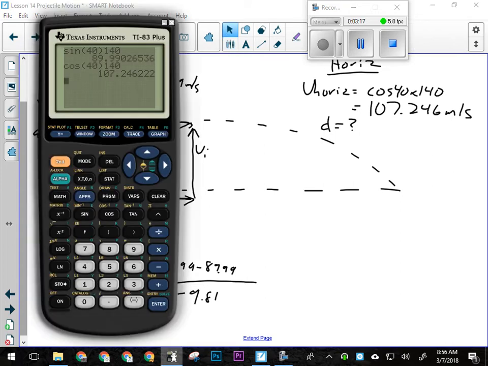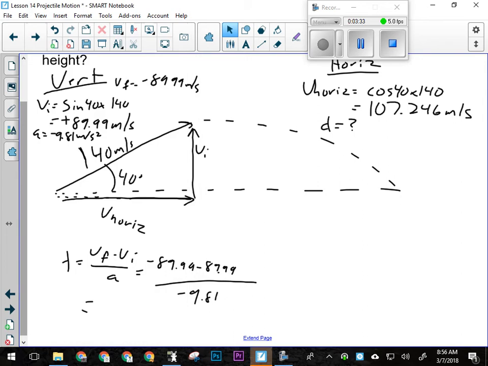Okay, so we can shortcut that a little bit. We'll just go 89.99 times 2 divided by 9.81. All right, so this thing is going to be in the air for 18 seconds, right? So it's in the air for quite a while. It's going to travel a long way. Okay, so we know our time is 18 point whatever seconds.